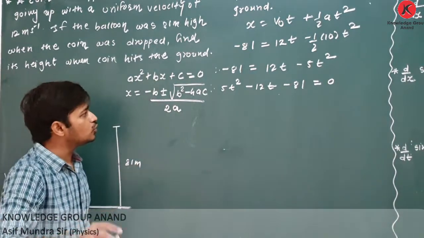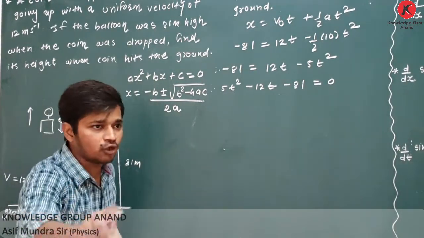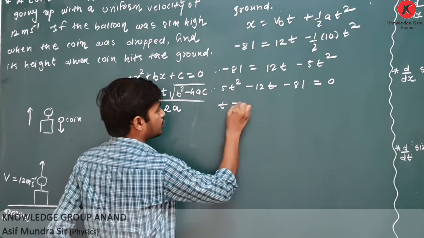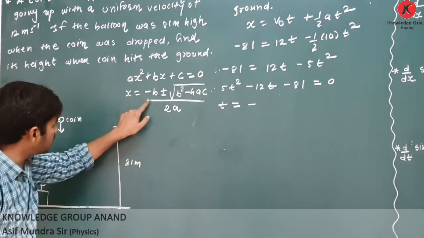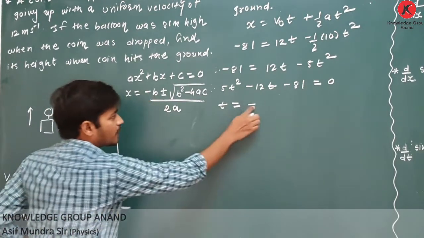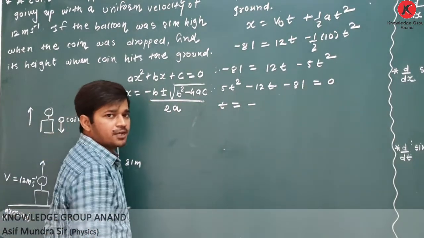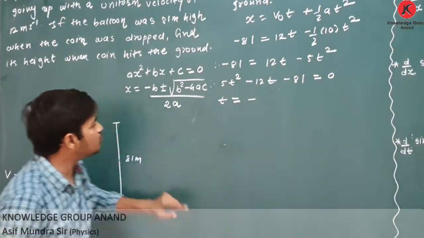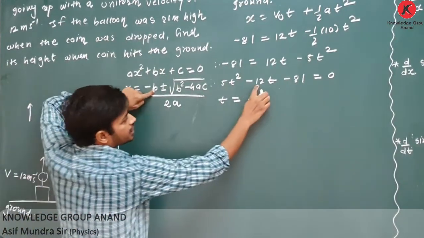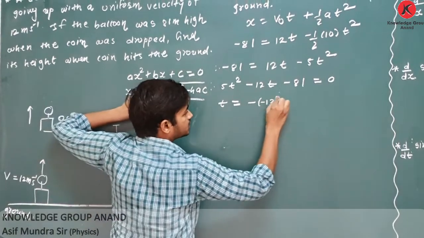Now how to find t? I will put the values. t is equal to minus b. Your equation has minus b. Yes, it is a minus sign. What is the value of b here? Minus 12. So minus b is minus of minus 12.